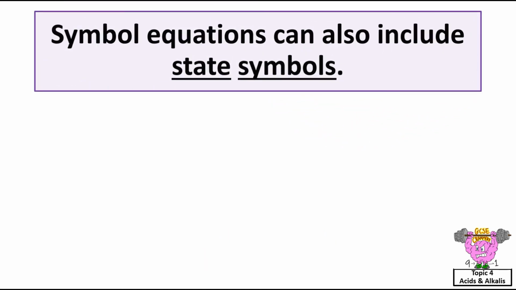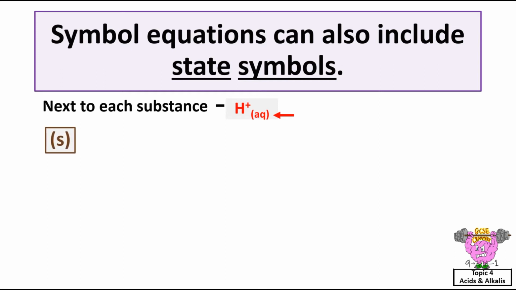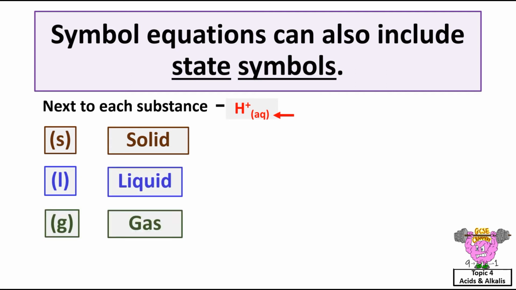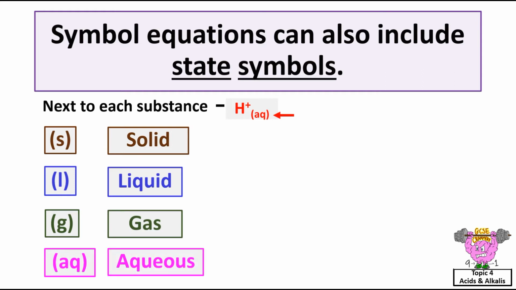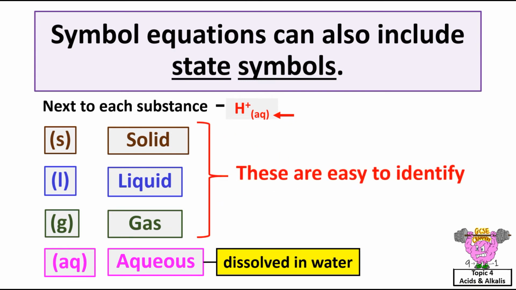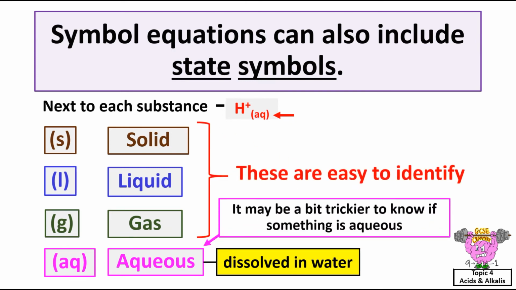Symbol equations can also include state symbols. Next to each substance, they tell you what physical state the reactants and products are in. S tells you the compound is a solid. L tells you the compound is a liquid. G tells you the compound is a gas. And AQ tells you the compound is aqueous. It means it's dissolved in water. These are easy to identify, but it may be a bit trickier to know if something is aqueous.